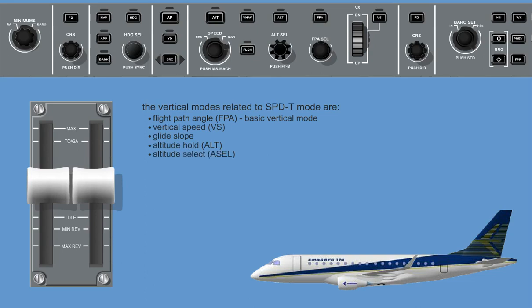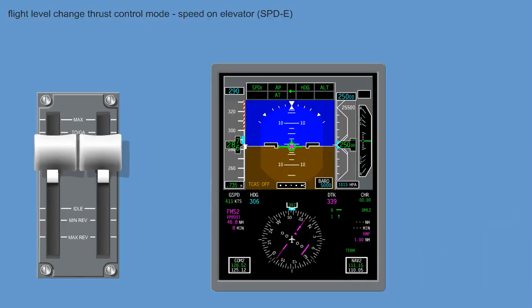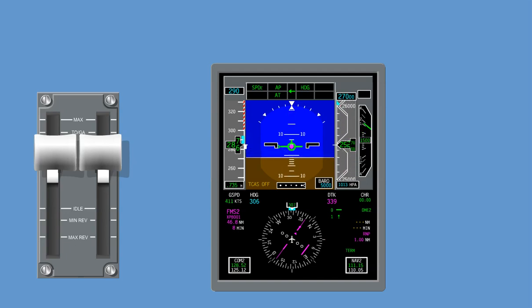altitude select, flight level change. Thrust Control Mode, Speed on Elevator, SPDE. In this mode, the autothrottle maintains a fixed thrust setting, and the autopilot maintains the selected speed using the elevator command.